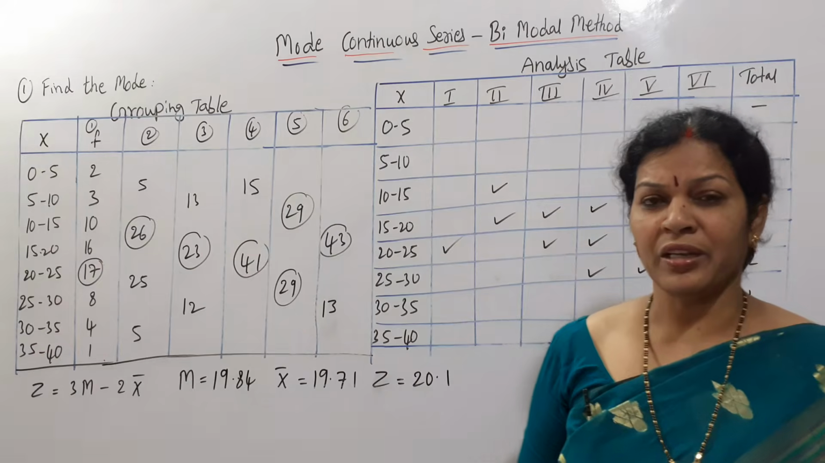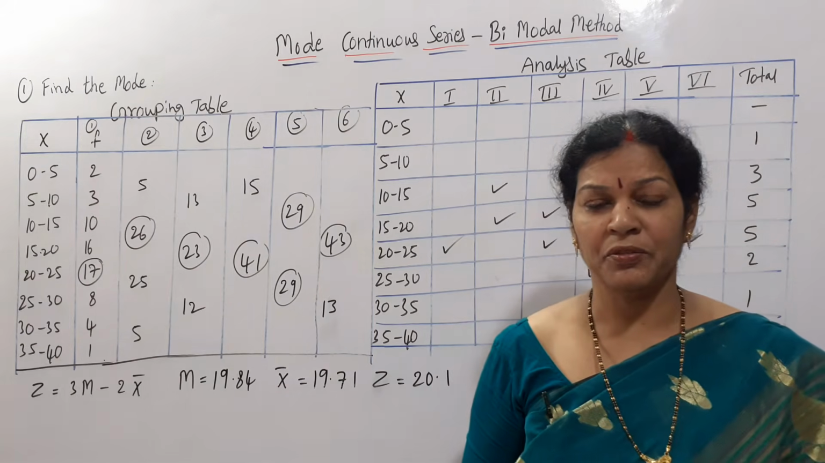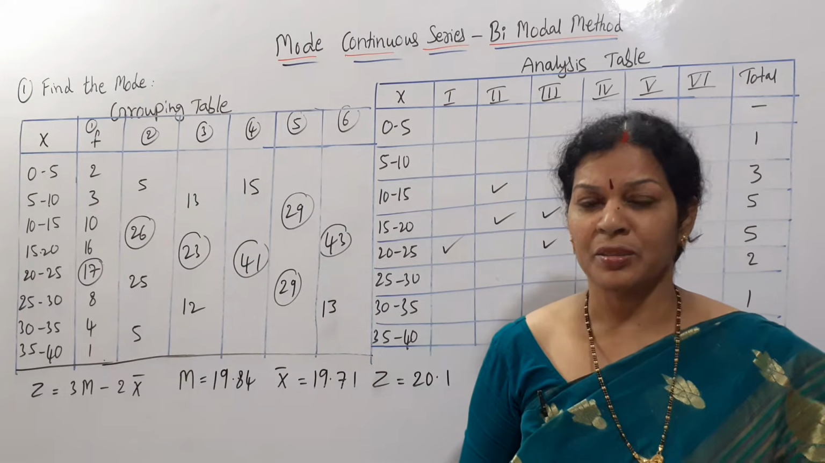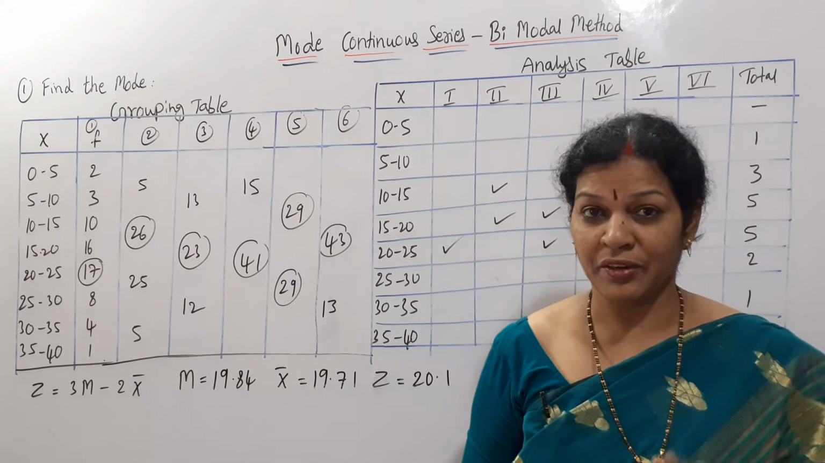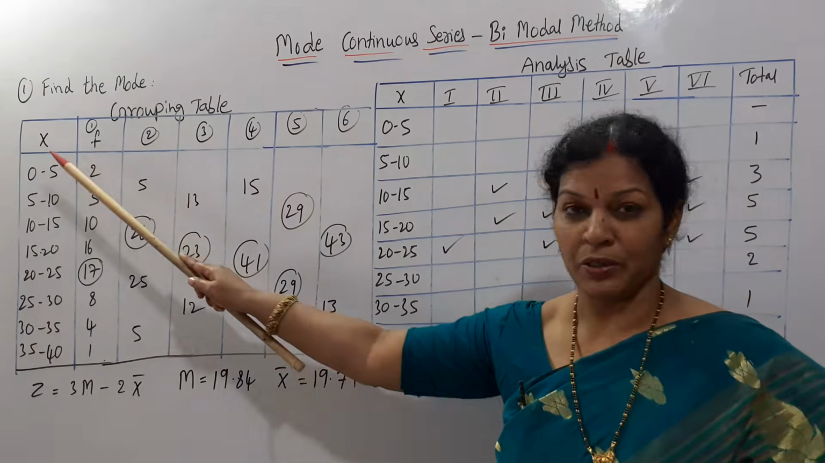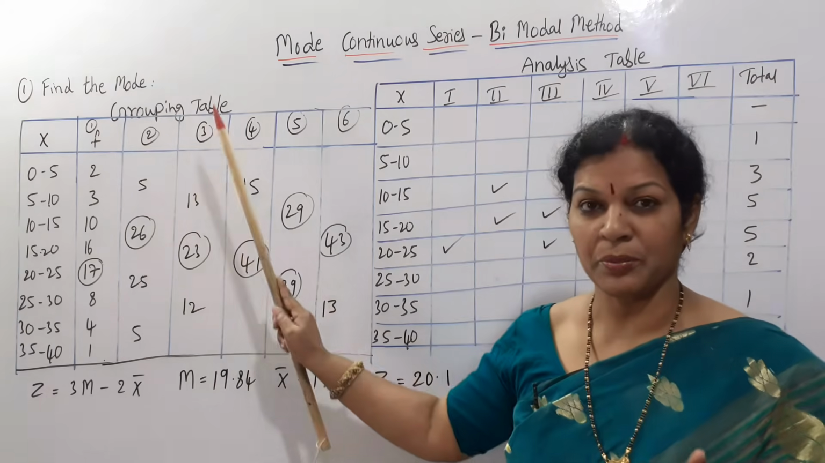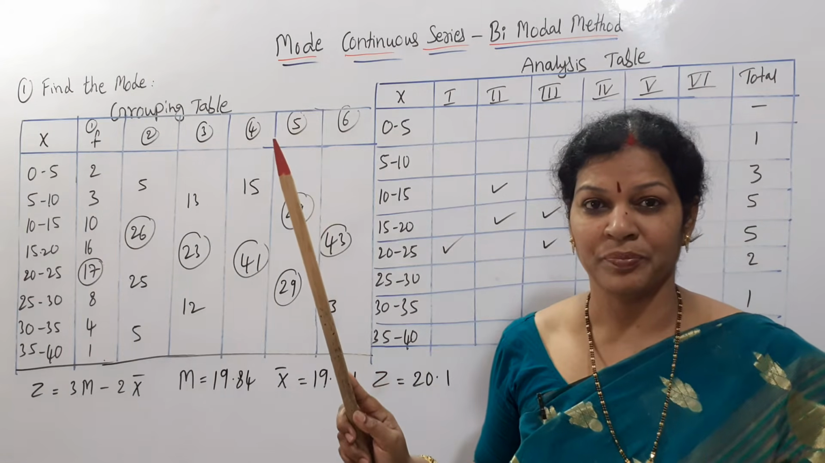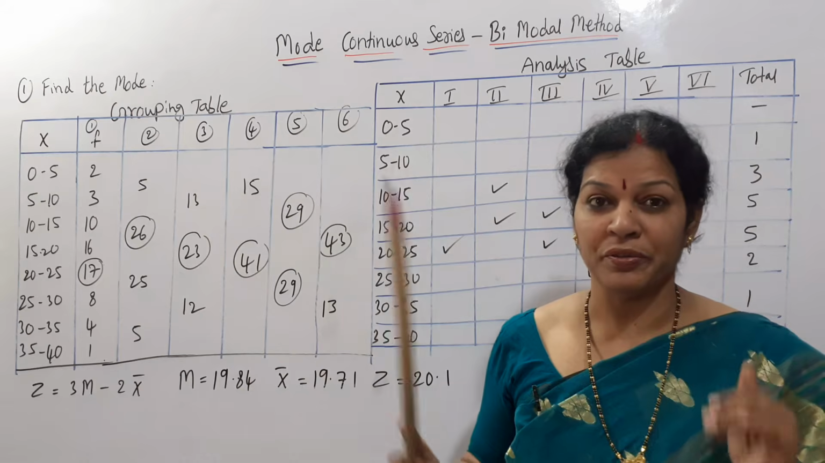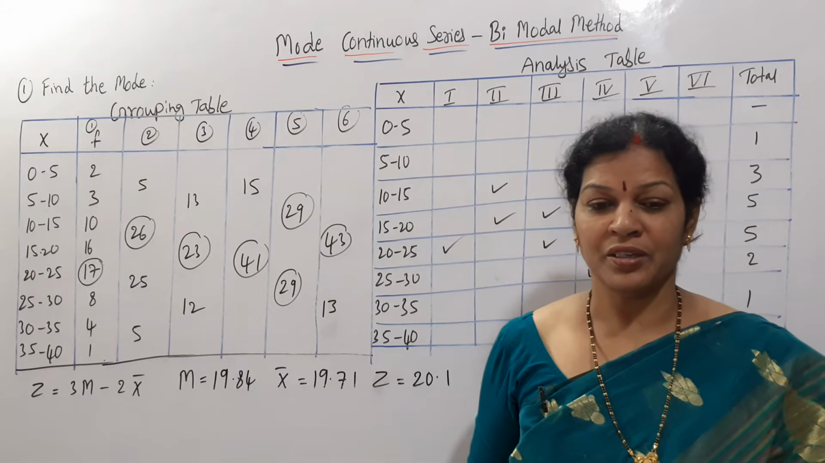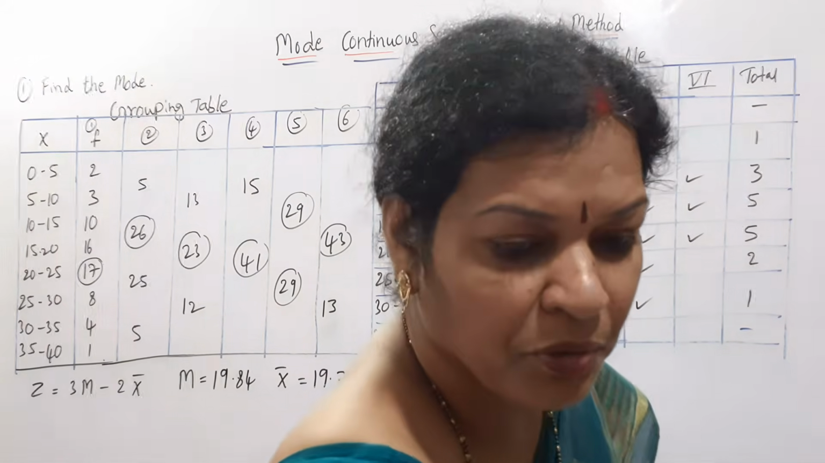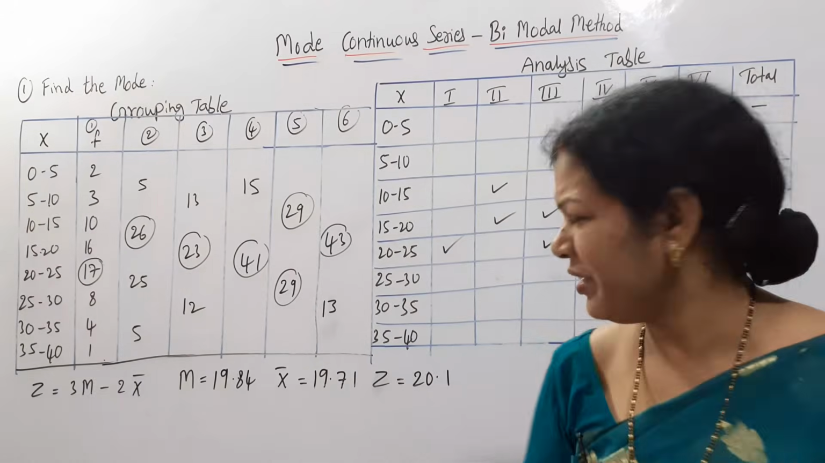And how to calculate the mean, arithmetic mean? What is the formula? Sigma Fm by n, Fm by n. M means mid value. So after this CF column you are going to prepare a mid value column, then F into mid value. Okay, shall I write the formulas also? You have an idea anyway.